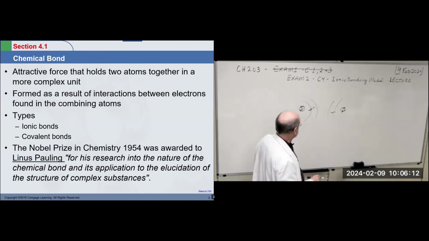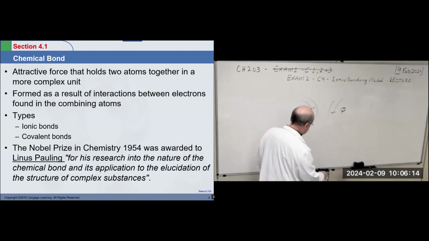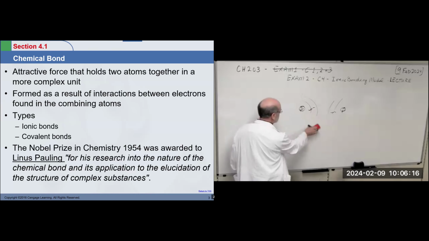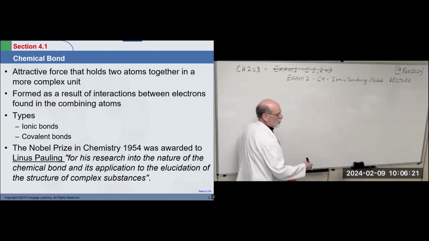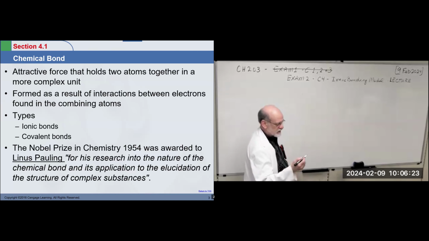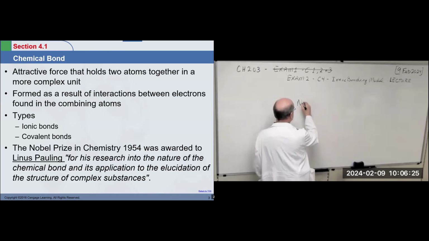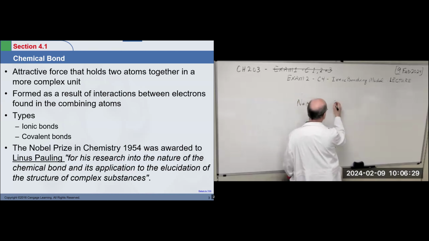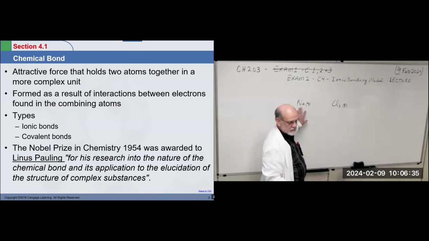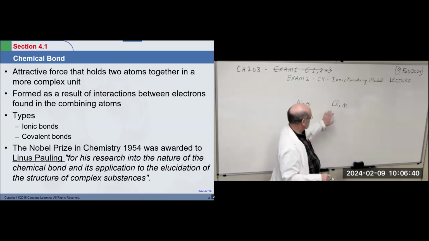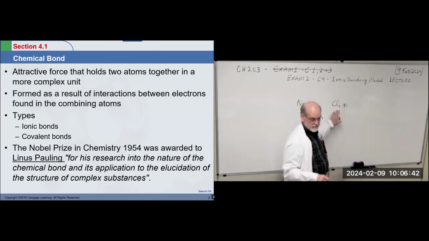Now, two types of bonds. If one atom loses one or more electrons, and I'm going to use an example. Say we start with sodium metal, and we want to react it with chlorine gas. This is a metal. Metals want to lose electrons. Non-metals want to gain electrons.